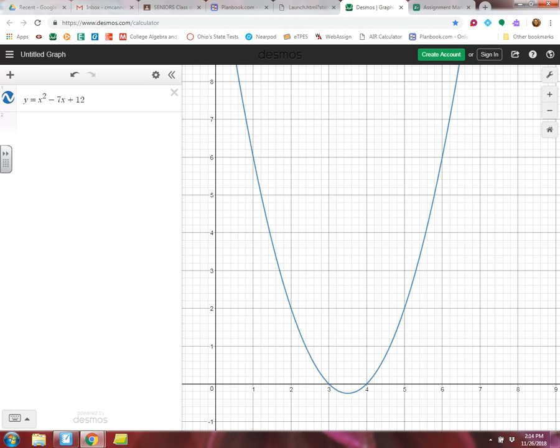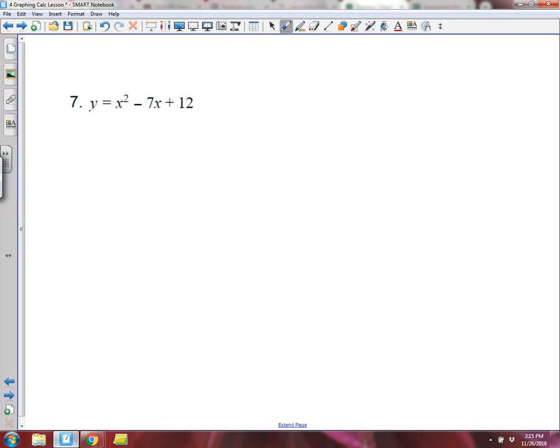Okay, but I still want the same answers. I want to know, where does it cross the y-axis, where does it cross the x-axis? Let's do the x-axis first. Isn't that down here? Guys, how many times does it touch the x-axis? Twice. What are those 2 points where it touches the x-axis? 3, 0, and 4, 0.